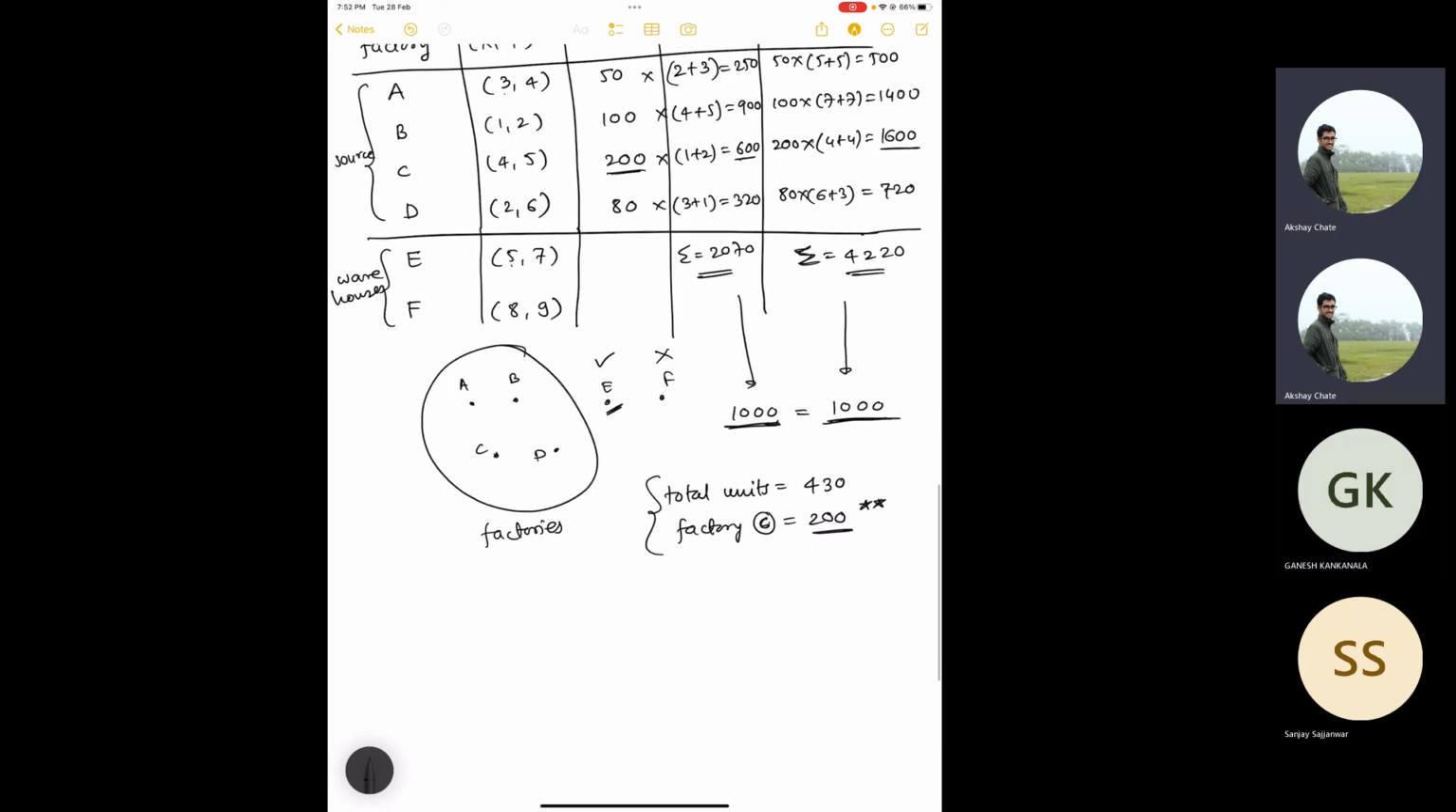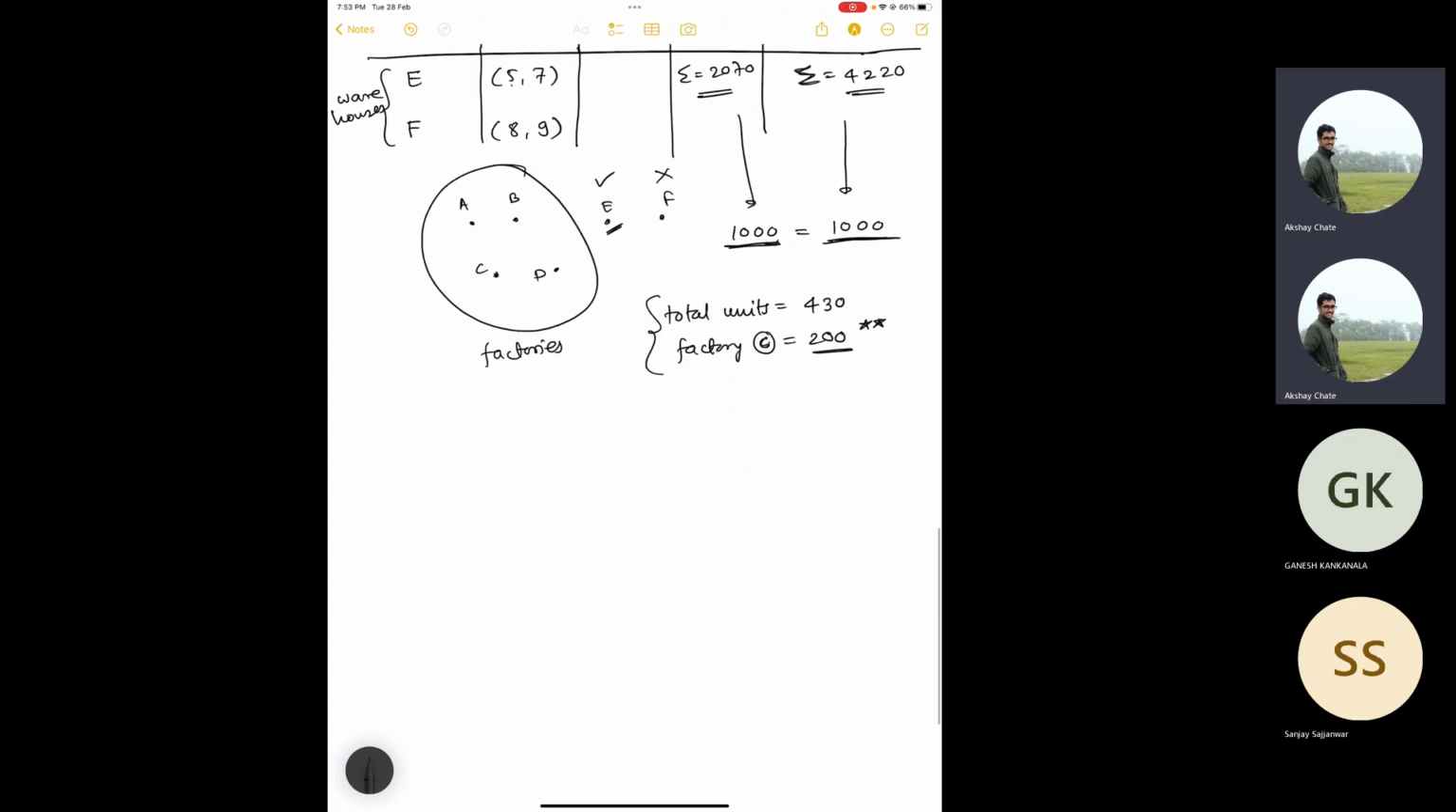And next method is also kind of weighted average. Next method is this thing, center of gravity. Do you know what is center of gravity? So we'll go for the previous example. No, no. I'm not asking about center of gravity method. I'm just asking what is center of gravity. Do you know?